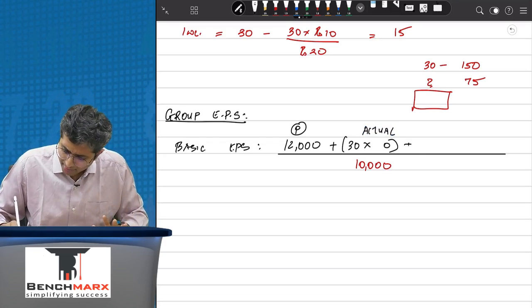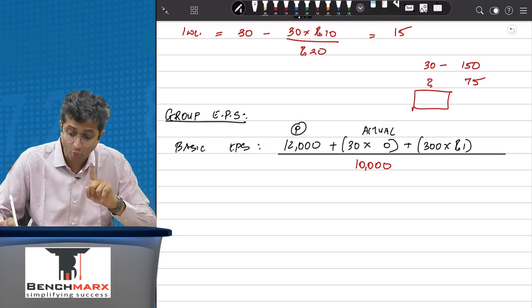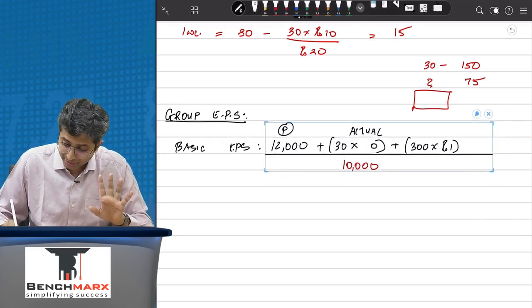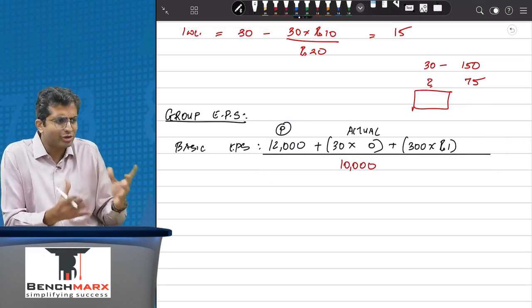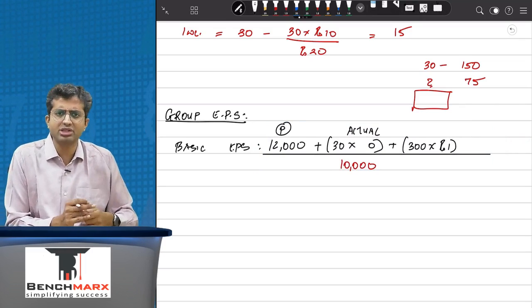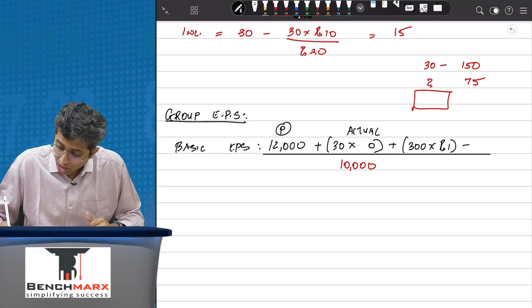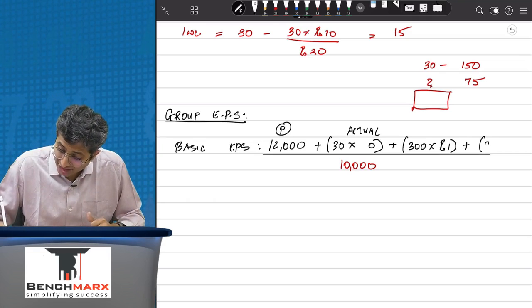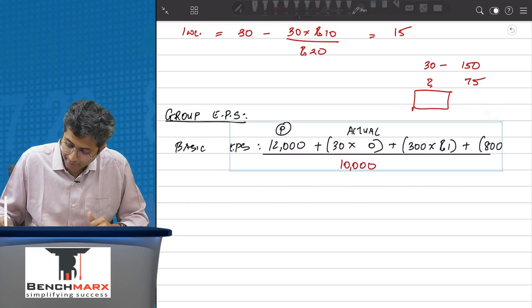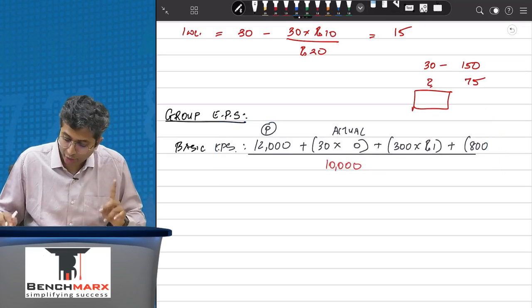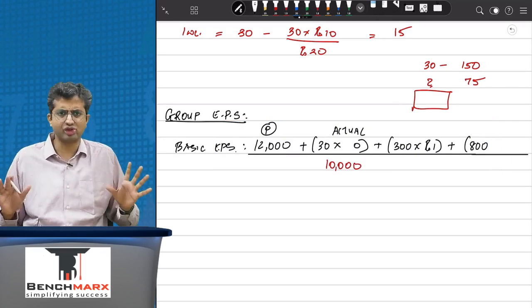Okay. Plus we are also owning 300 preference shares. On an actual basis we have received 1 rupee. This is basic EPS. We are not doing a diluted calculation. We are doing basic, and I'm holding 300 actual preference shares in the subsidiary. Each of these preference shares, let us say, gives me 1 rupee. Apart from that, I'm also owning 800 equity shares in the subsidiary. These equity shares have not actually given me any cash inflow.